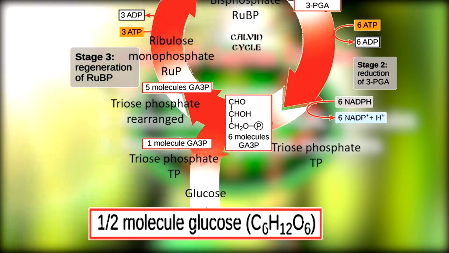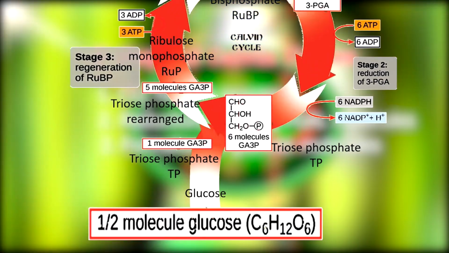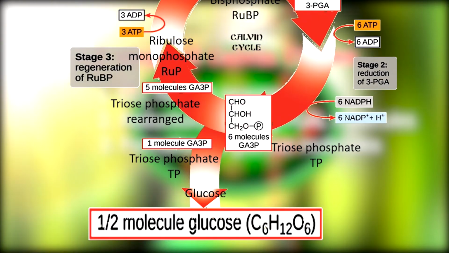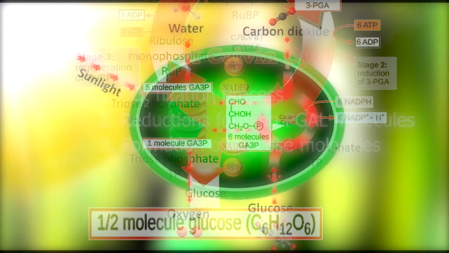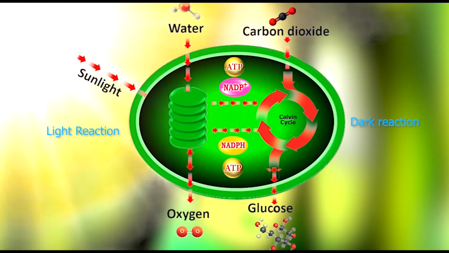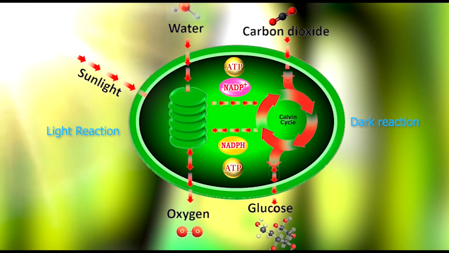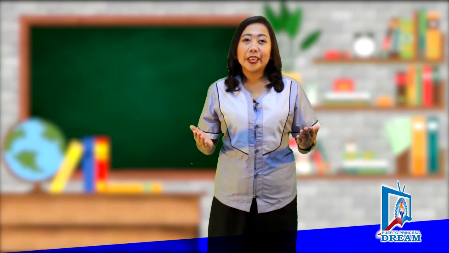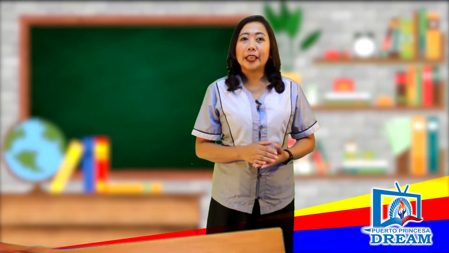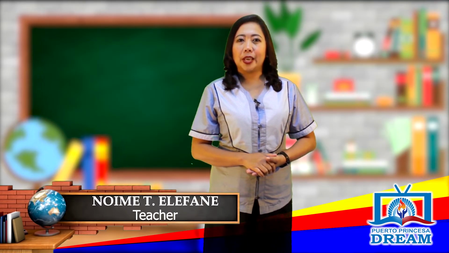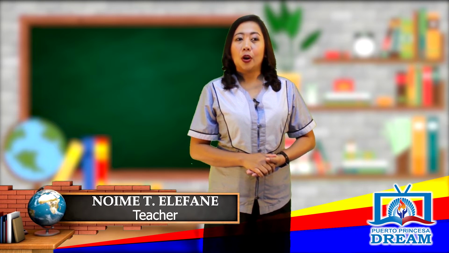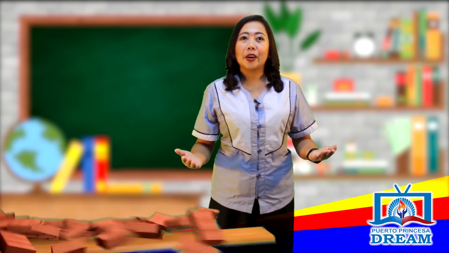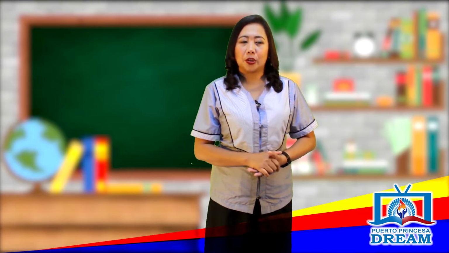The cycle has to run 6 times in order to produce glucose, which then serves as the food for the plants. The excess glucose is then stored as fruits, root crops, or starch. All organisms rely on this vital process to continue the existence of life on Earth, from the food that gives us energy to the oxygen that we use to carry out the process of respiration.